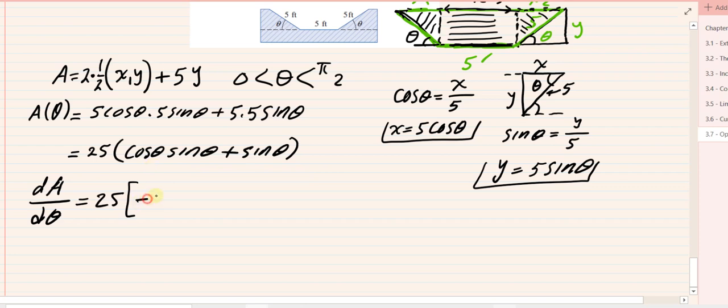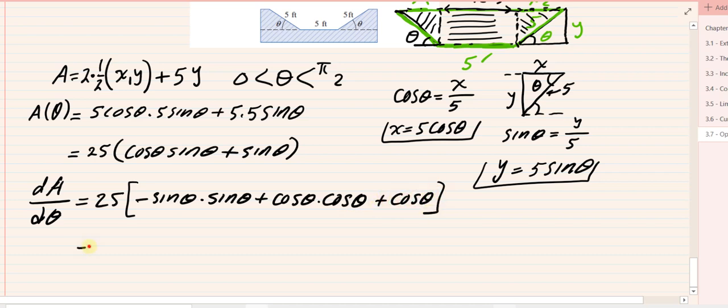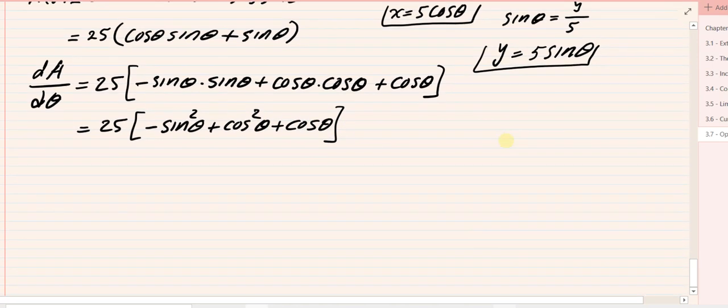So cosine theta, that's negative sine theta times sine theta. That's derivative of first by second plus first times derivative of second, plus derivative of sine, which is cosine. So this will be 25, and so we have negative sine squared theta plus cosine squared theta plus cosine theta. Okay, so that's the derivative.